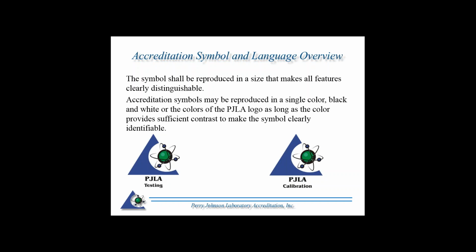The symbol shall be reproduced in a size that makes all features clearly distinguishable. It should be clearly identified on the report. Color-wise, the symbol may be reproduced in a single color, black and white, or the colors of the PJLA logo, as long as the colors provide sufficient contrast to make the symbol clearly identifiable.